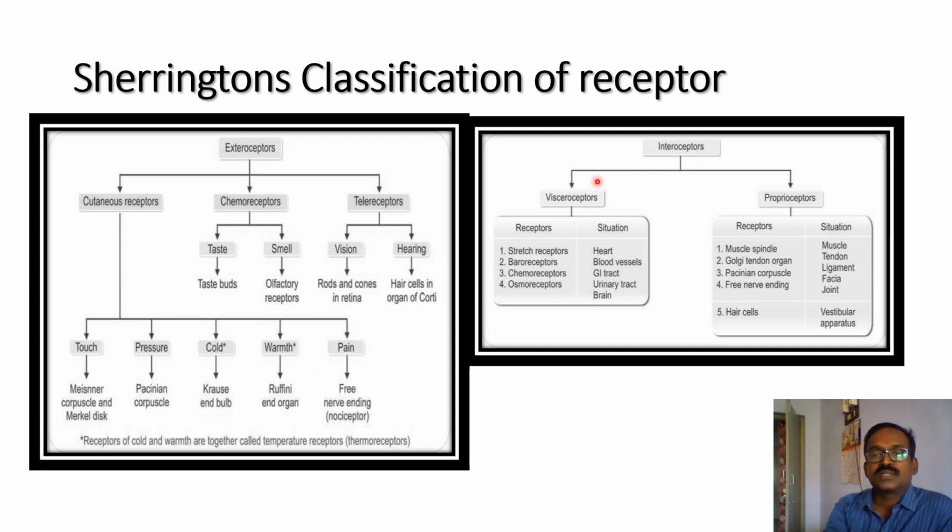The interoceptors are visceroreceptors and proprioceptors. The visceral receptors are located in visceral organs like the heart, blood vessels, GI tract and urinary tract, such as stretch receptors, baroreceptors, chemoreceptors and osmoreceptors. Proprioceptors are important for maintaining position sensation for movement. They are sensed by the muscle spindle, Golgi tendon organ, and free nerve endings and Pacinian corpuscles.